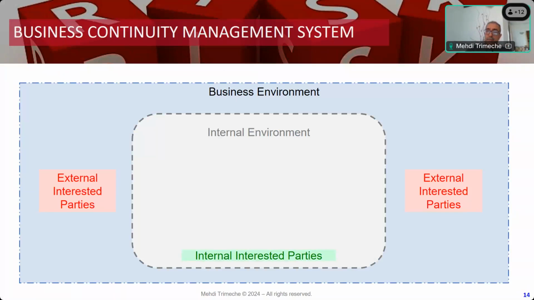The internal environment may cover the production environment, for example, the heat, the company culture, and the social environment of people. And this was introduced in the new edition of ISO 9001.